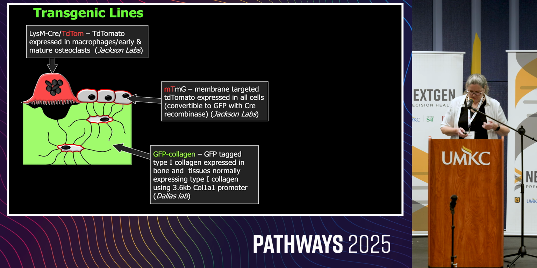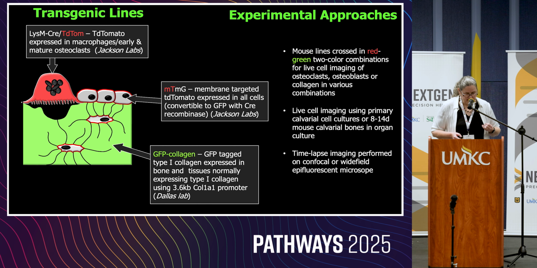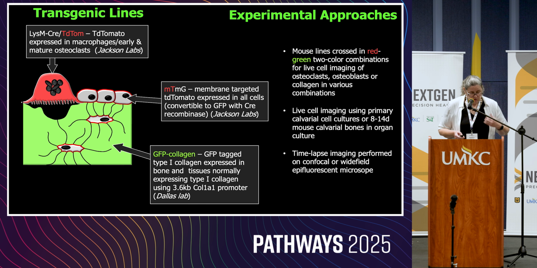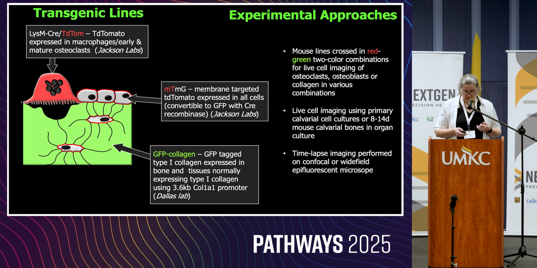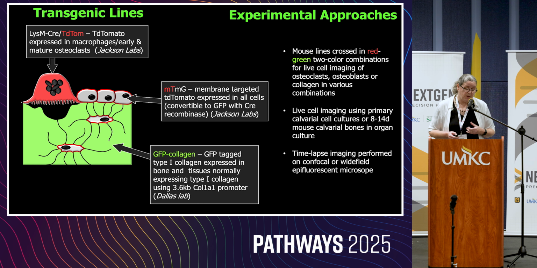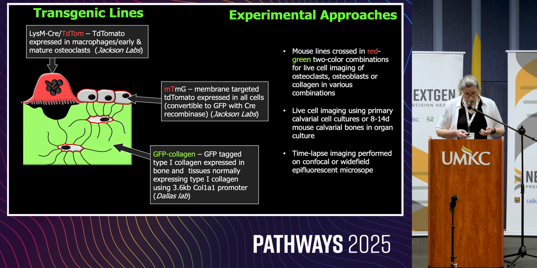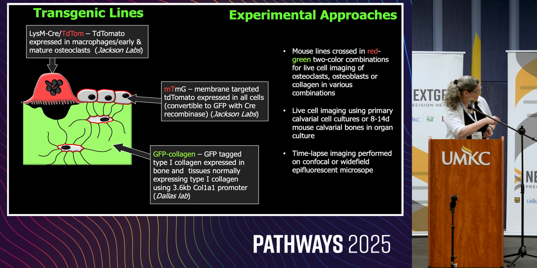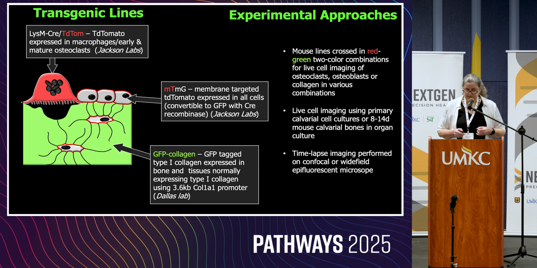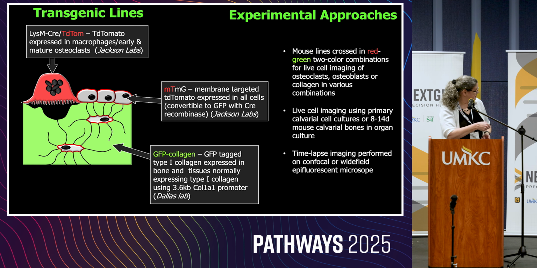So I'm going to talk about our experimental approaches. For our imaging, we use a number of transgenic lines. For the work I'm talking about today, we've used mice that have fluorescent-tagged red osteoclasts using a tdTomato reporter driven by the LysM-Cre system. We also have mice that have a red fluorescent membrane in all of the cells. It's called the mTmG mouse.